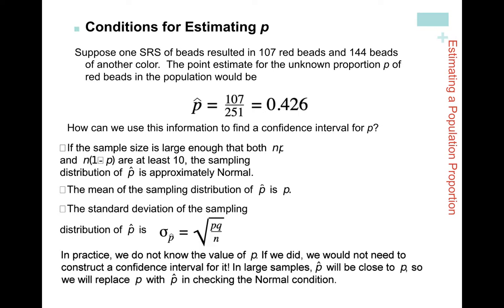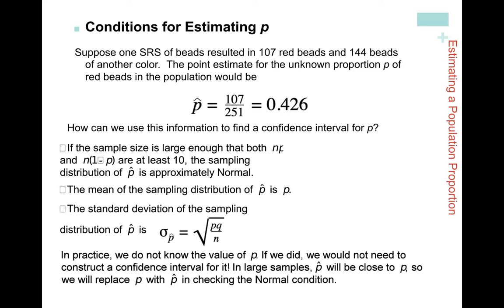Let's say that I tell you that there are 3,000 beads in the jar. Do we meet the independence condition? Well, technically, no. This is not independent sampling, right? This is not independent from sample to sample. We're sampling without replacement. So how do we meet the independence condition? The 10% condition. Is little n, 251, times 10, so 2,510, less than or equal to capital N, which is 3,000? Yes, it is. So we're going to meet that condition.